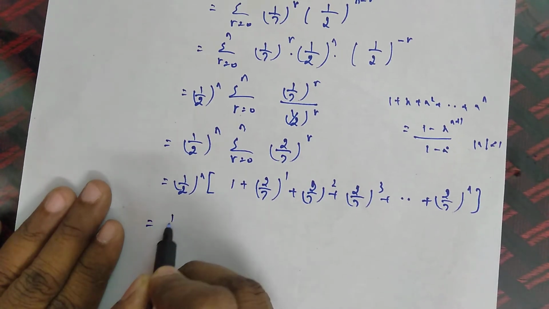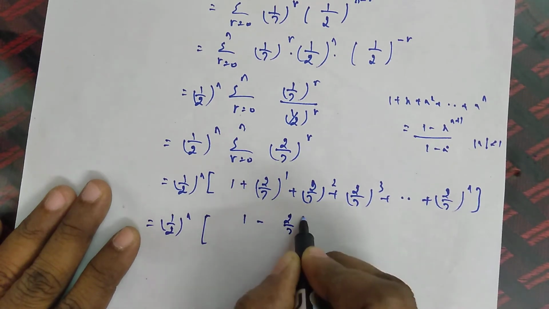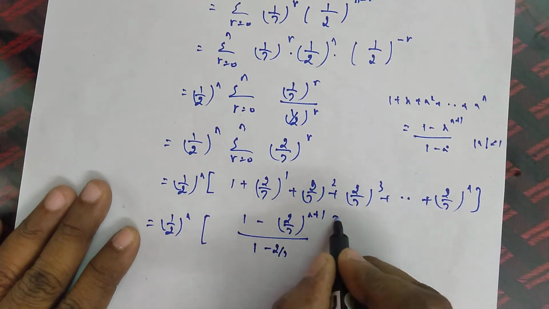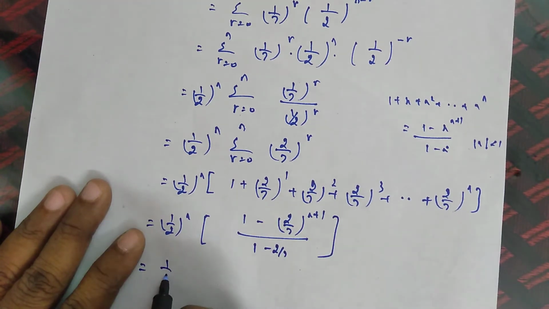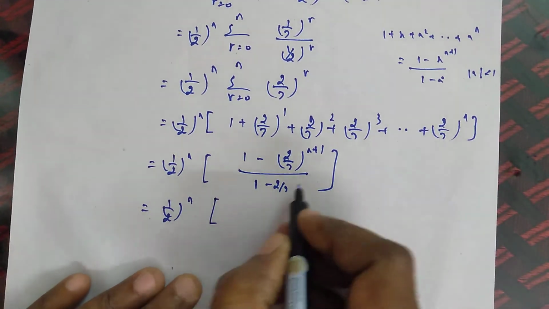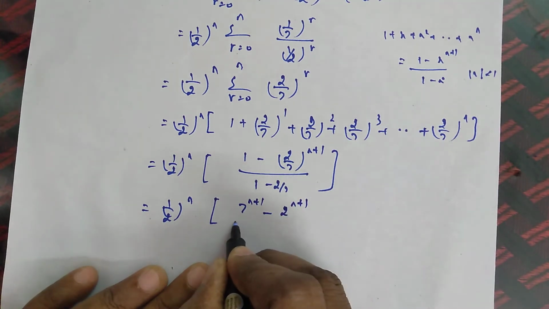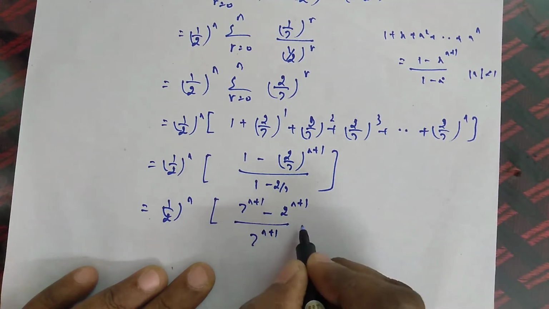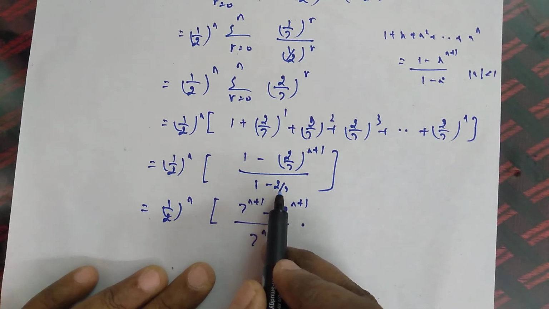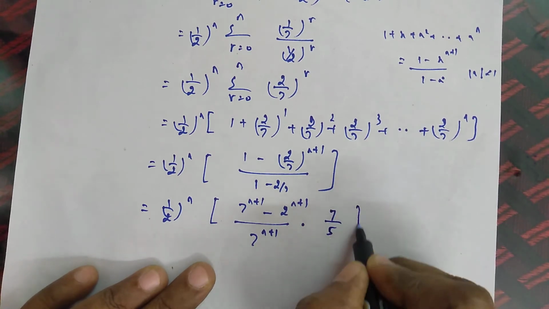So which is equal to 1 by 2 power n into (1 minus 2 by 7 power n plus 1) divided by (1 minus 2 by 7). So this can be written as 1 by 2 power n into (7 power n plus 1 minus 2 power n plus 1) whole divided by 7 power n plus 1, into, here 7 minus 2, so that is 5 by 7. When you are writing in the reciprocal, we can get 7 by 5.